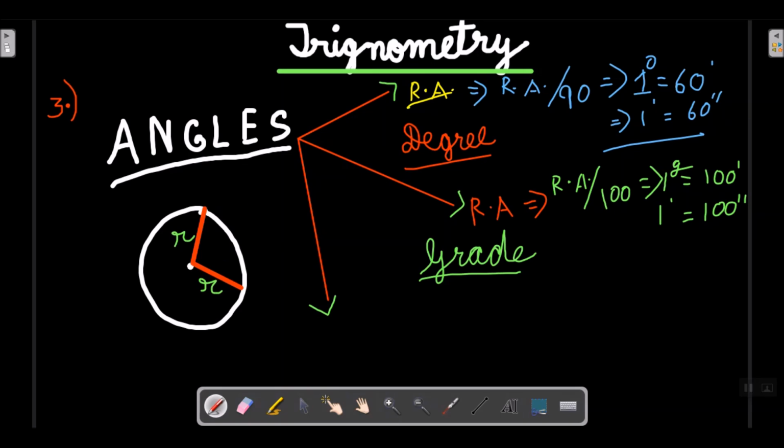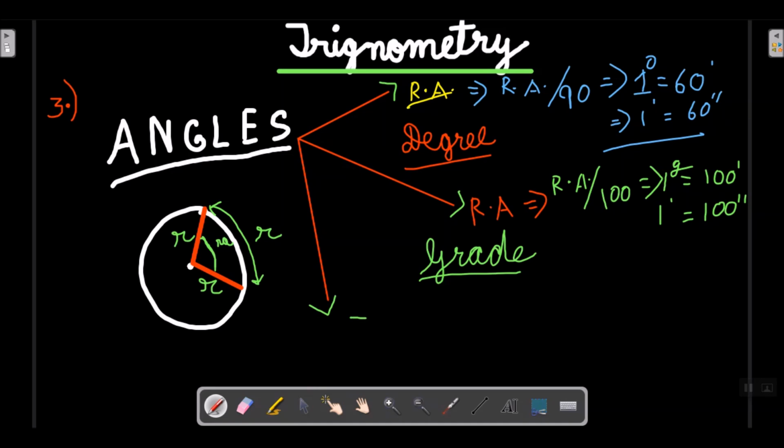You know that by two radii an arc is formed. If this whole arc is also r, then the angle formed here is called radian. So this is radian.